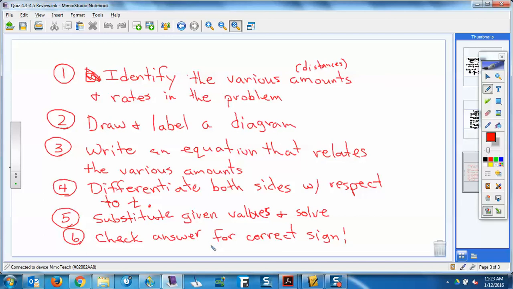Now our next step on 3 is go ahead and differentiate both sides with respect to t, right? That's what we just talked about. And then in step 5, I said substitute the given values. That's what we said in step 4, right? Plug in your variables, plug in your stuff. And then number 6, answer the question. I put down here, check for the correct sign, units, all that stuff. So what I have here is pretty much exactly the same thing we just said for related rates.